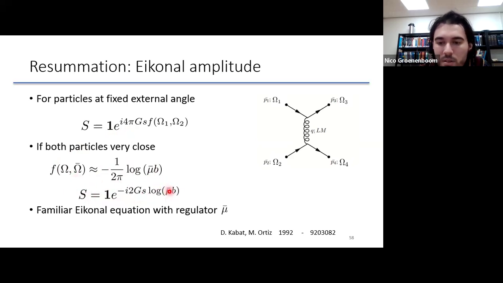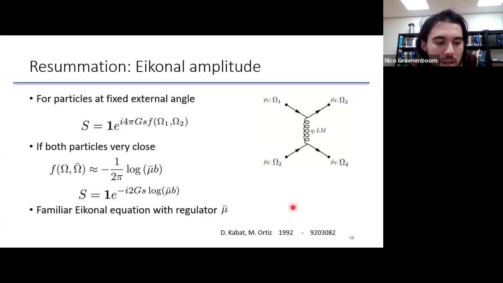And this precise form of the S matrix has also been found by Cabot and Ortiz in 1992, when doing an Eikonal resummation on flat space without partial waves. So it appears that our resummation works in the sense that we obtain a similar result. So the partial wave resummation accurately captures the effect of the distance between the particles, which is what we hoped to restore.